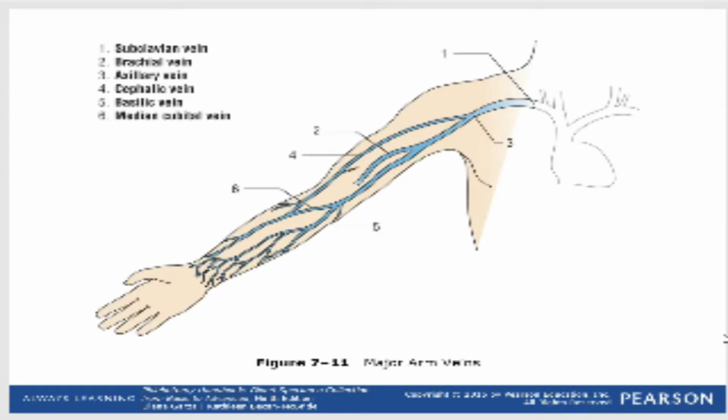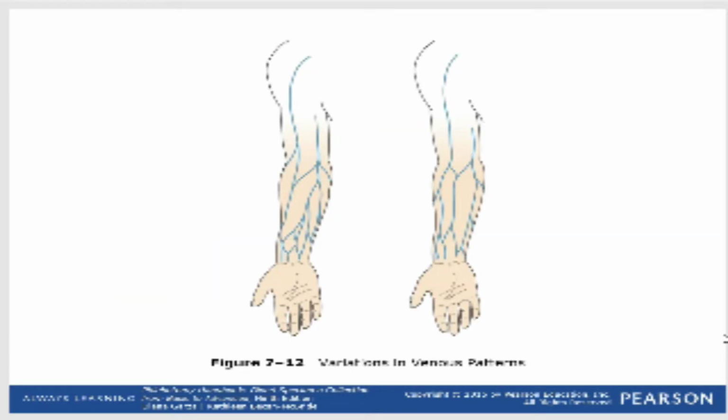There are the vessels in the arm, so be familiar with those, be able to locate those, and know which ones you are going to be able to stick when you're drawing specimens. And know that no two people have identical vein patterns in their arms, so you may have to look. That's why you're going to assess your patients before you try to access any specimens from them.